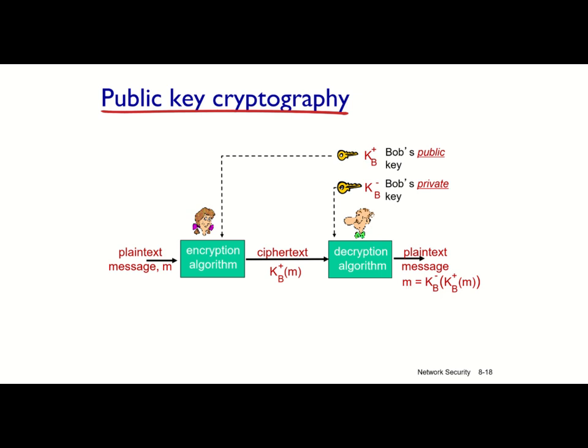In this case, Bob's public key would be the inverse function of Bob's private key, because when you apply K_B^- to K_B^+, you get the identity function. K_B^- of K_B^+, if it is applied on m, the result would be m. So that should be an identity function.